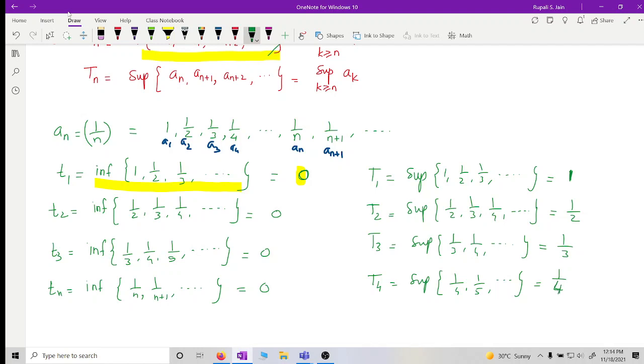So you understood whatever I have defined, small tn and capital Tn. Then for capital Tn, supremum of 1 by n, 1 by n plus 1, and so on. So what will be here? 1 by n, right? So what can you say about here? I cannot say whether it is increasing or decreasing at present for small tn. But can you see here about capital Tn, whether it is increasing or decreasing?